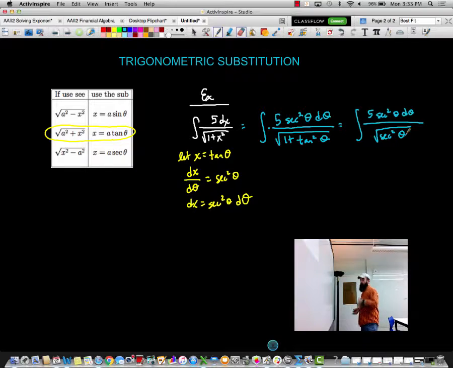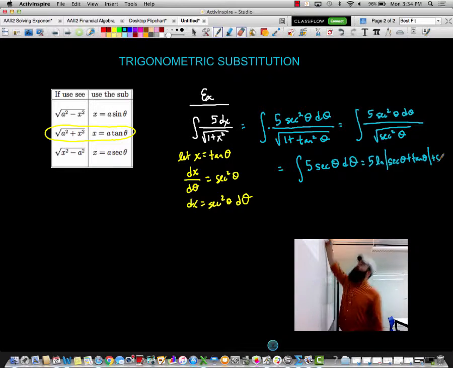And now the square root of secant squared is secant. And then the secant that's on the bottom would cancel with one of the secants that's on the top, which would leave me with 5 secant theta d theta. So now this is something I can take the antiderivative of because I know the antiderivative of secant. It's 5 times the ln of the absolute value of secant theta plus tangent theta. And I'd probably go ahead and add the plus c here. Now, this is in terms of theta. We want it in terms of x.